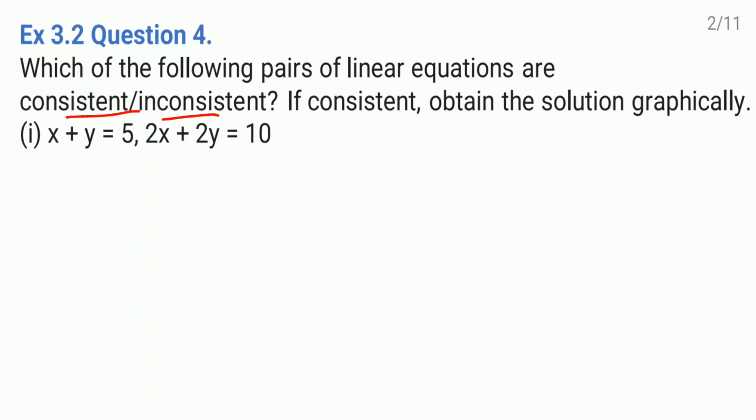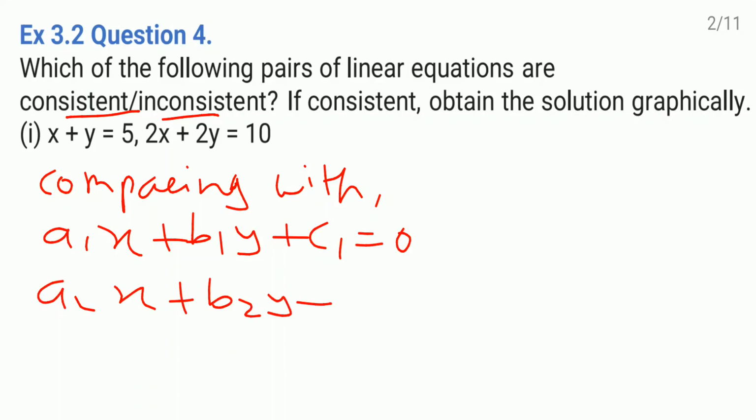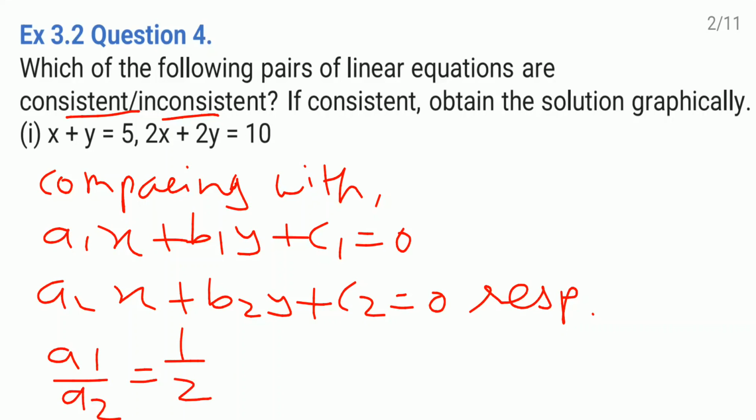Okay, let us see. The first one, I will compare with a1x plus b1y plus c1 is equal to 0 and a2x plus b2y plus c2 which is equal to 0 respectively. Now a1 means coefficient of x in the first equation and a2 means coefficient of x in the second equation. So a1 by a2 is equal to 1 by 2. See, here 1 is there and here 2 is there.